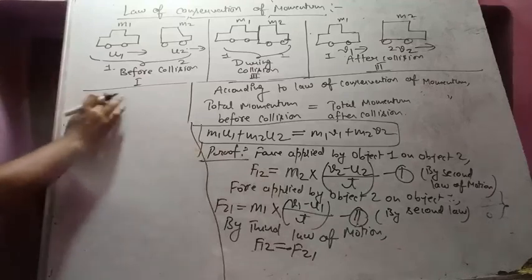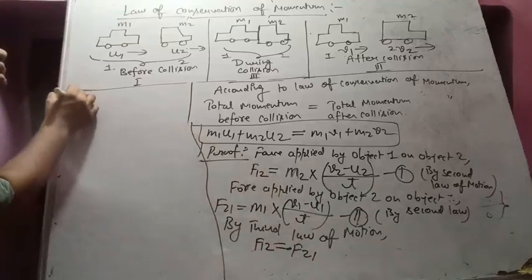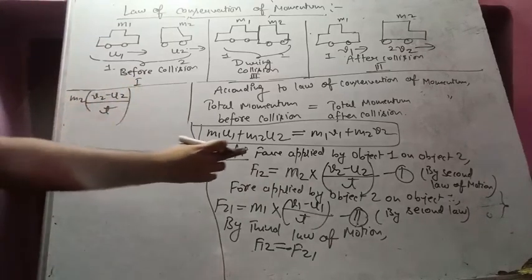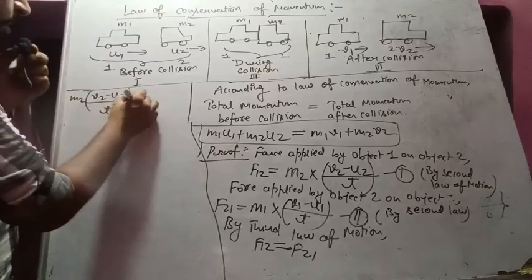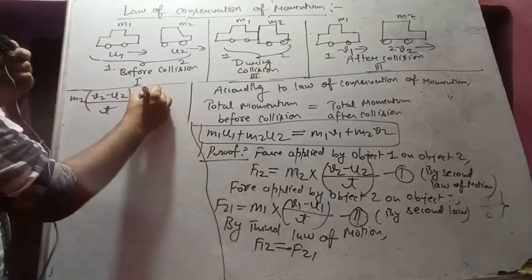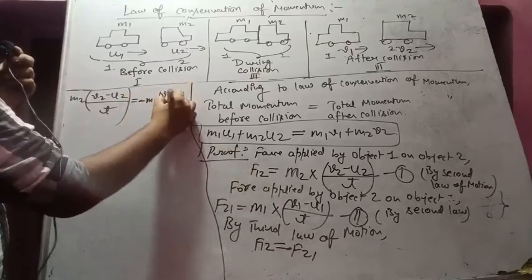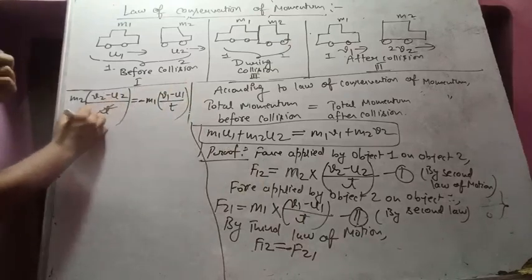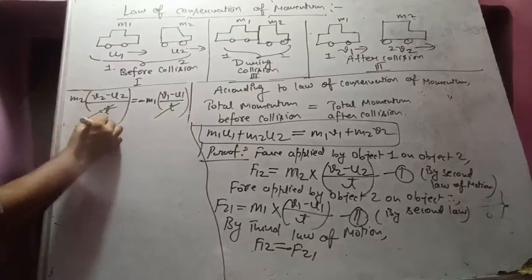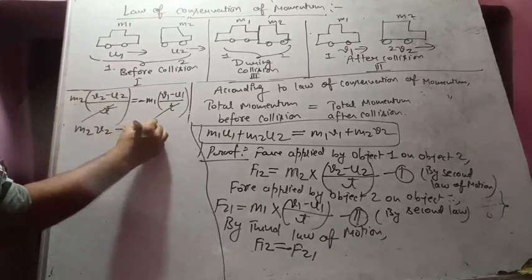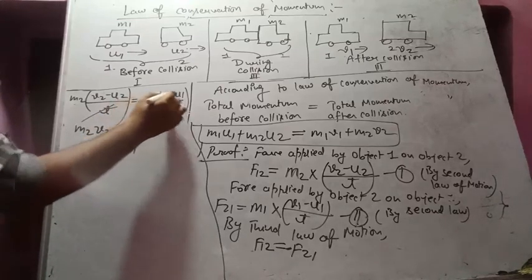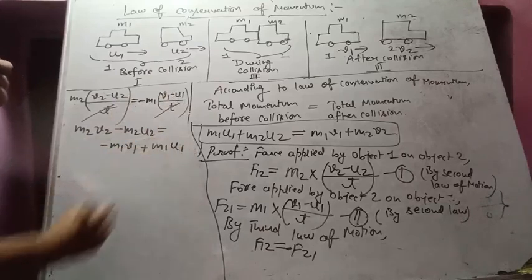What is the value of F12? F12 was calculated by us. This was m2 (v2 minus u2) upon t. And what is the value of F21? m1 (v1 minus u1) upon t. But negative sign will be there by third law of motion. Is it clear? Now t and t will be cancelled out, both are in denominator. Let us open this bracket. What will be there? m2 v2 minus m2 u2 is equal to, open this bracket, this will be minus m1 v1 minus minus plus m1 u1.